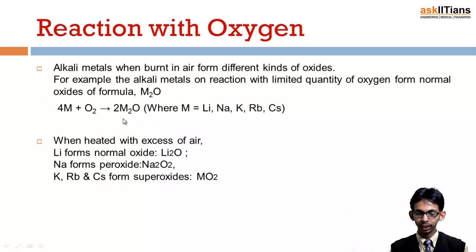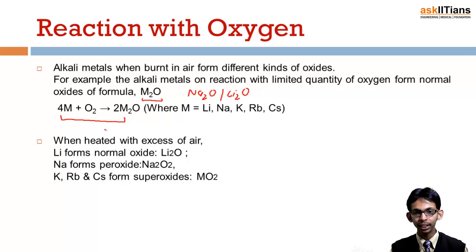Reaction with oxygen. Alkali metals, when burned in air, form different kinds of oxides. Obviously we know when something is burned in air it forms oxide, but alkali metals form different types of oxides: normal oxides, peroxides, and superoxides. For example, alkali metals on reaction with a limited quantity of oxygen form normal oxide of formula M2O. In case of sodium it would be Na2O, in case of lithium it would be Li2O. Simple oxides. And this is the general reaction.